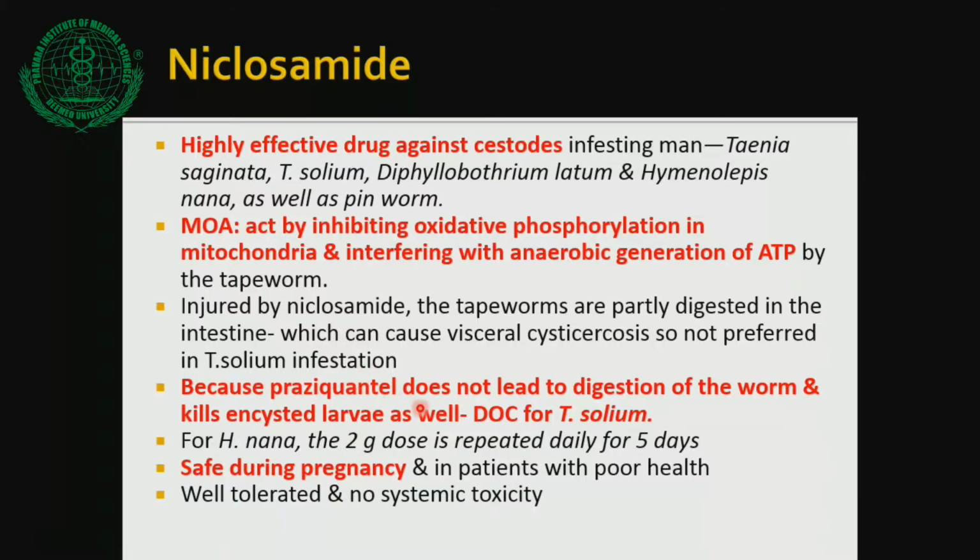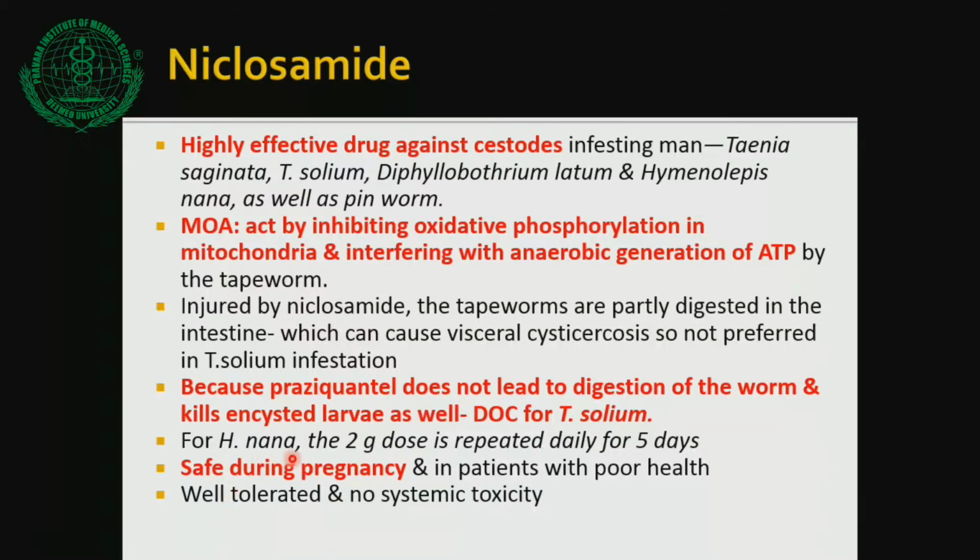While Praziquantel does not lead to digestion of the worms in the intestine, because of which visceral cysticercosis like neurocysticercosis will not occur, and it kills encysted larvae as well. So for Taenia solium and other infestations, the drug of choice is Praziquantel rather than Niclosamide. This is the difference. Niclosamide causes digestion in the intestine, because of which visceral cysticercosis can occur.